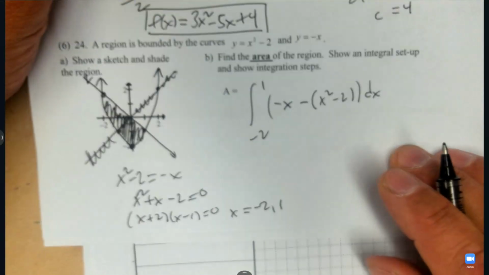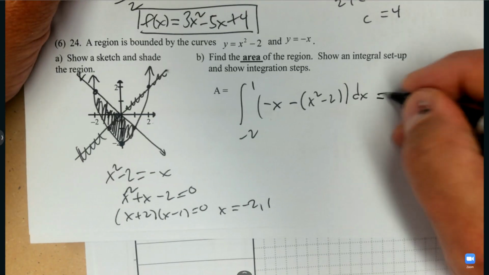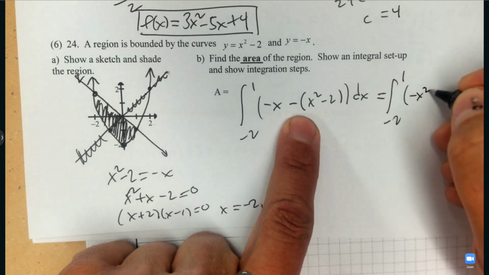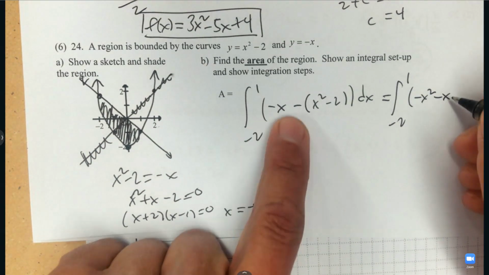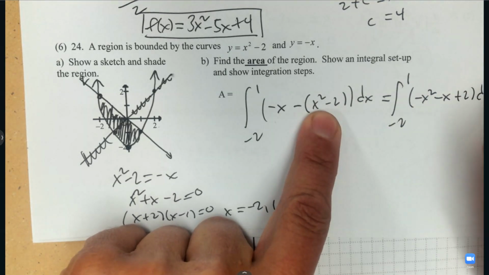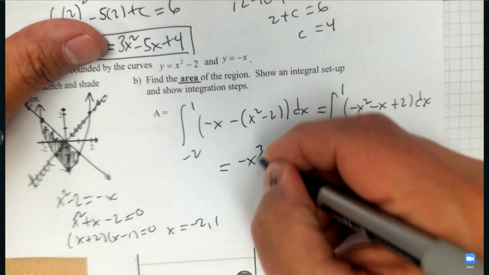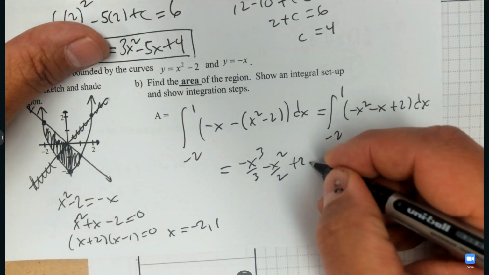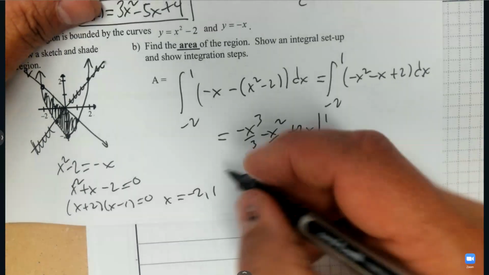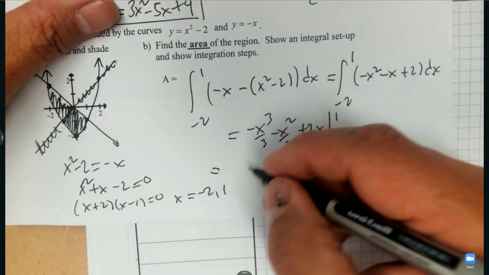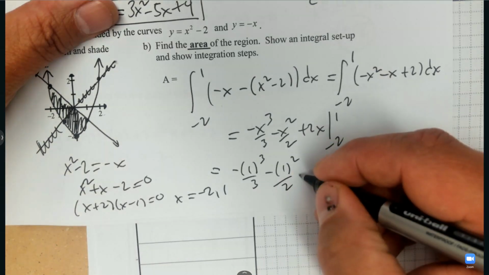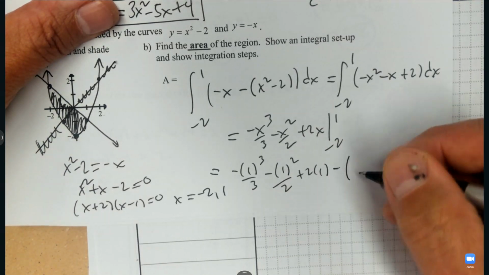So in this question, it says find the area, not just integrate it. So I'm going to simplify this. So that's negative 2. So that gives me negative x squared, negative x. And when you subtract the negative, that's plus 2. Then I'm going to integrate this. So I'm going to add 1 to the exponent and divide. Same thing here. And 2 is 2x. And I'm integrating from negative 2 to 1. Then the last step is we're going to plug in 1. Subtract and plug in negative 2.